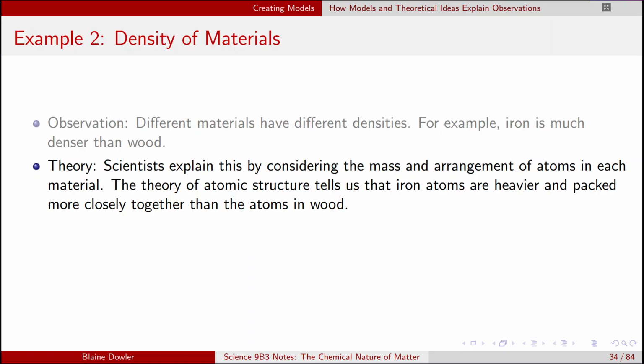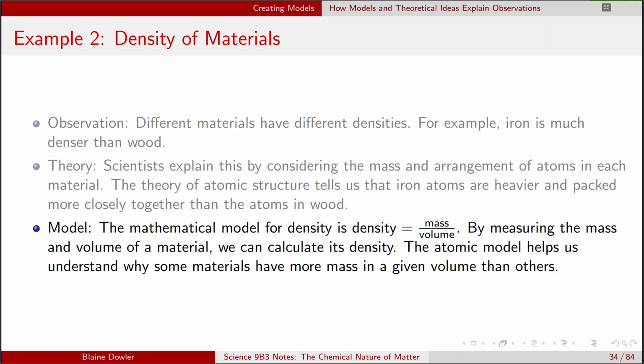Theory. Scientists explain this by considering the mass and arrangement of atoms in each material. The theory of atomic structure tells us that iron atoms are heavier and packed more closely together than atoms in wood. The model. The mathematical model for density is that density is the ratio of mass and volume, so mass divided by volume. By measuring the mass and volume of a material, we can calculate its density. The atomic model helps us understand why some materials have more mass in a given volume than others.